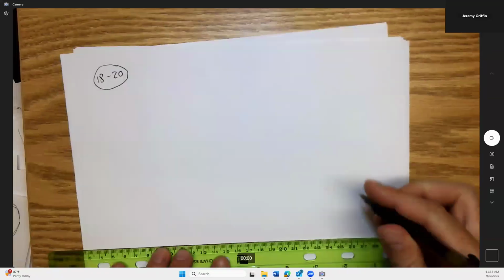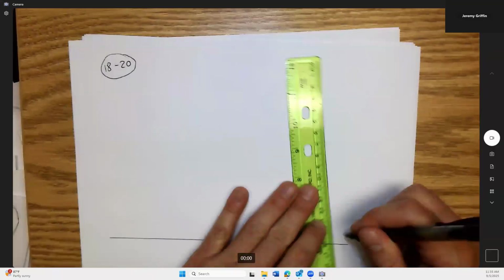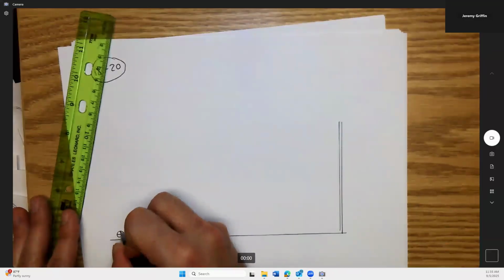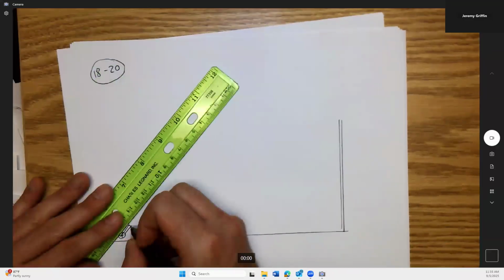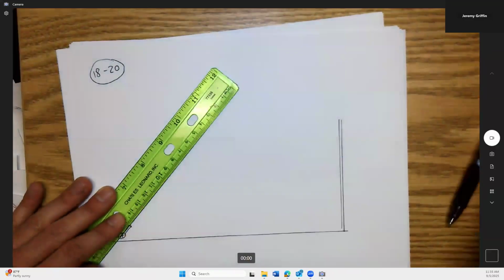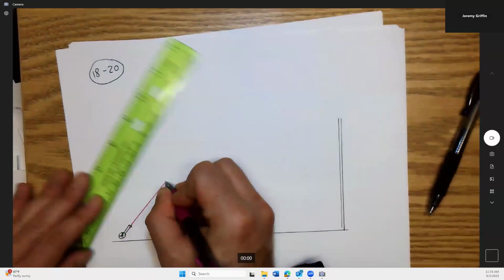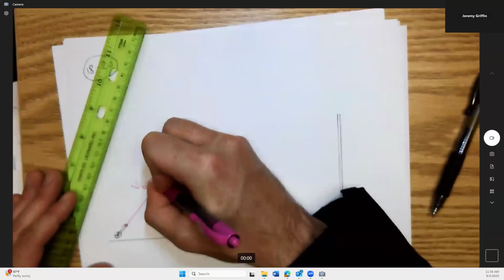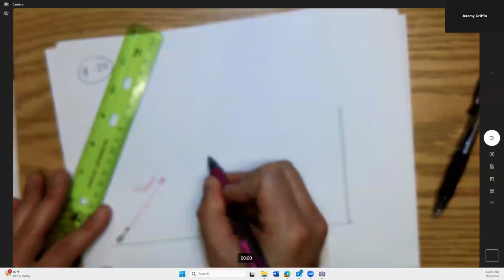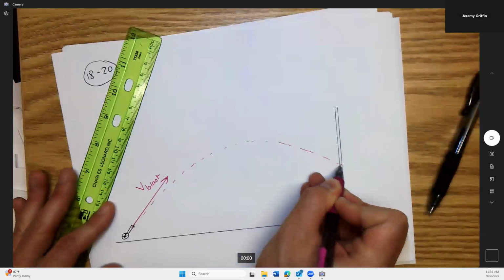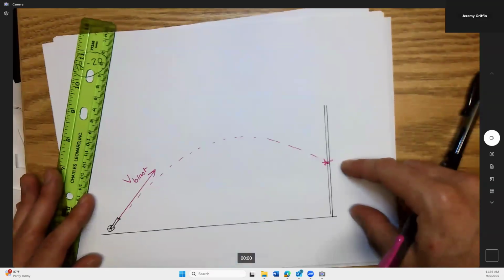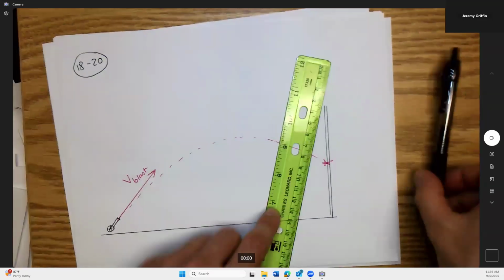Big old field right here. Big old castle wall. Here's a cannon ramped up at some angle. Blast the cannonball. I'll call this V blast. That's going to strike the top of the wall, maybe right there. Maybe it does something like that. That looks fairly reasonable.